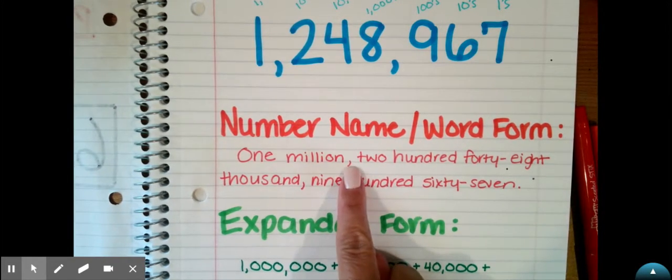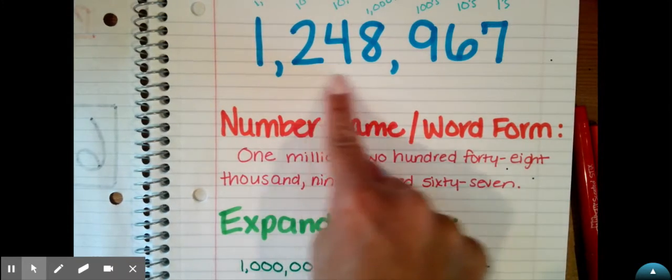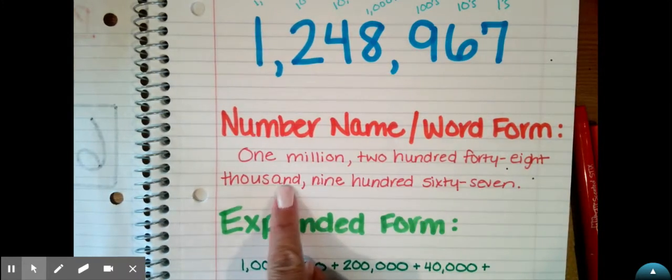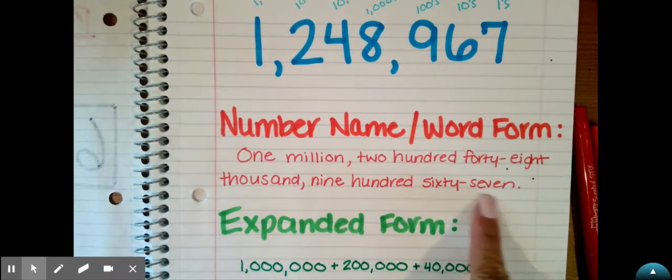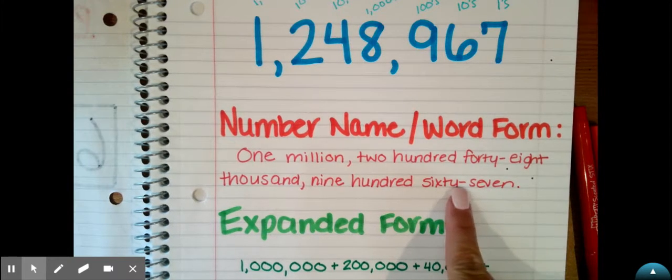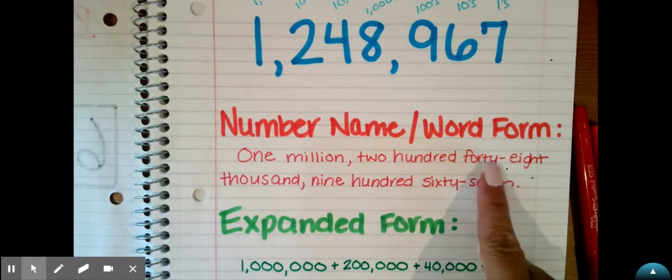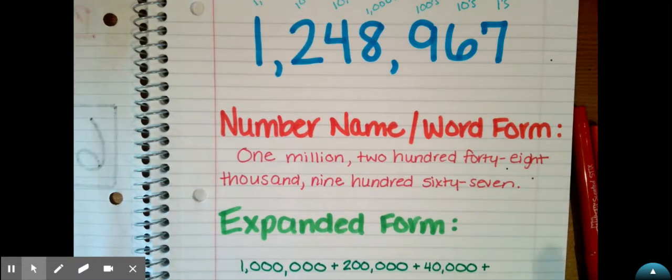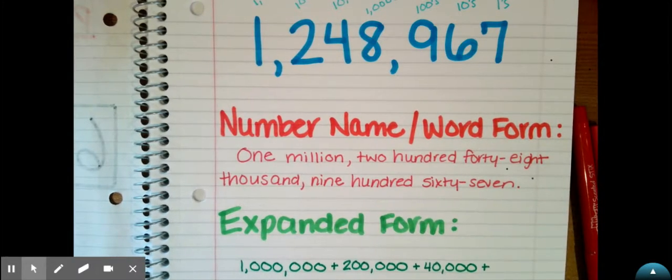1 million, comma, make sure the commas go wherever they would normally go in the number in standard form. 248, which is how I would read this, 1,000, comma, 967. You may also notice that it's appropriate to put a little dash when you're talking about a two-digit number, like 48, 67, 23. Those numbers would have dashes written.